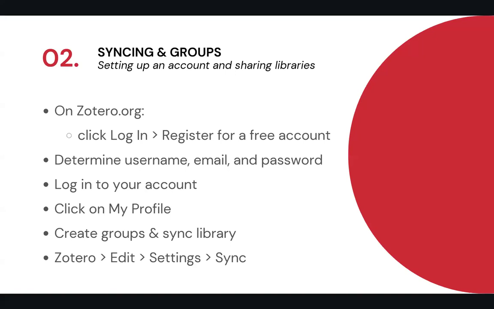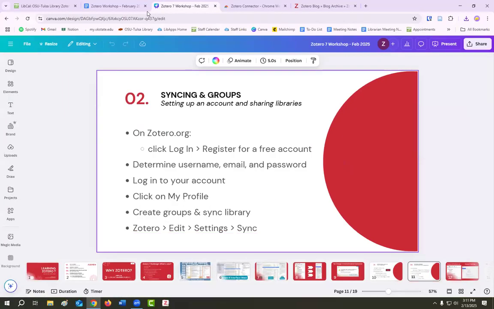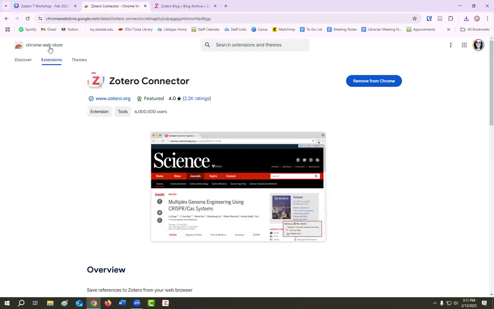But we're going to go through these steps on zotero.org, which is log in, register for a free account, create your username, email, password, and then log in, and you're going to click on My Profile to see your groups and your web library. And then in the Zotero app, we'll get into settings and sync the library to your client. So let me X out of some things here. And then go back to Zotero connector.